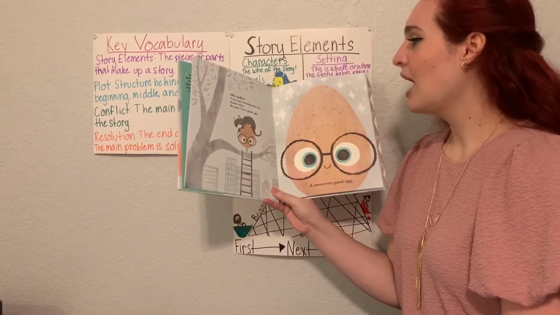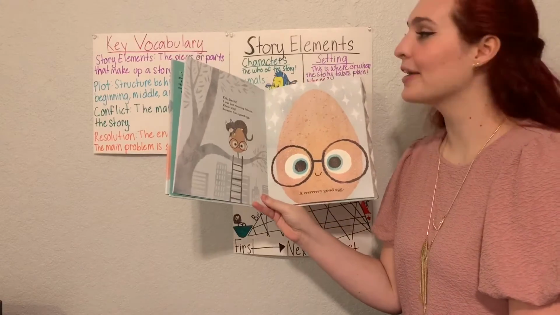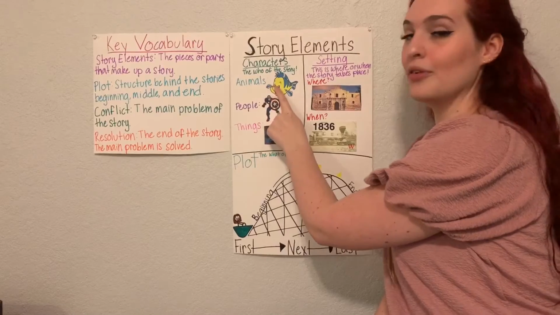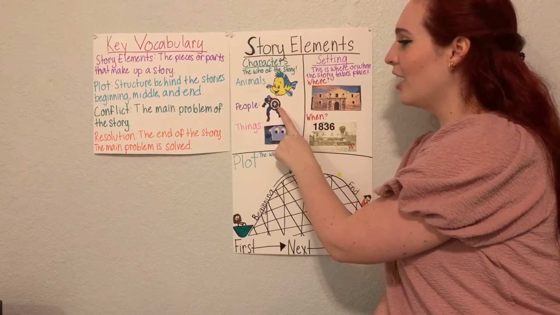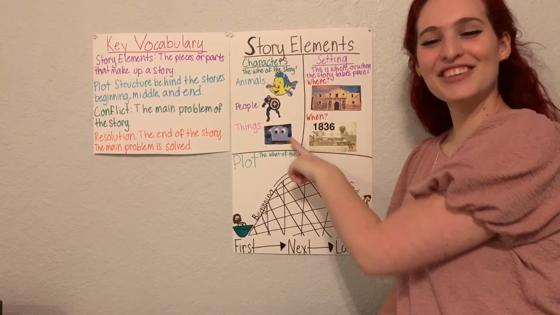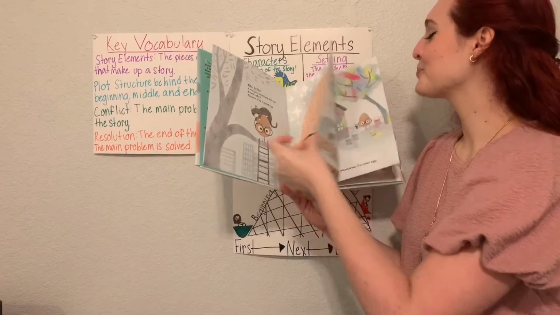Oh, hello. I was just rescuing this cat. Know why? Because I'm a good egg. So we've met our first character. Are they an animal? No. A person? No. What about a thing? Yes, good job. He is a very good egg.